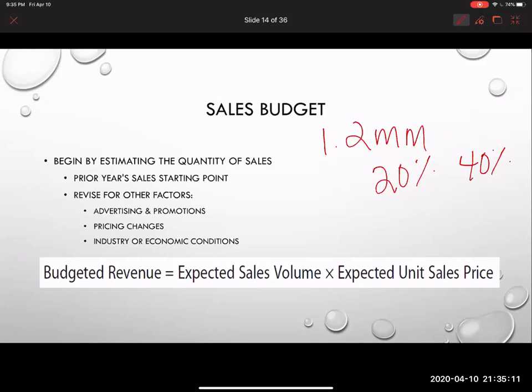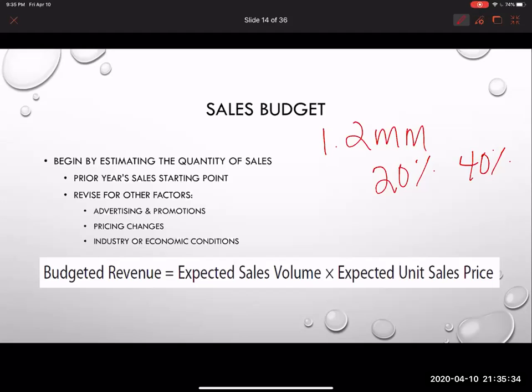And then lastly, you revise the sales goal based on industry or economic conditions. And so COVID-19 is a really good example of that. So going into 2020, maybe a lot of organizations will look at their sales budget and how this year has affected their sales volume and where they're going into the future.